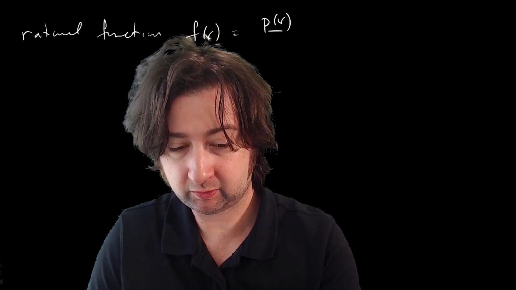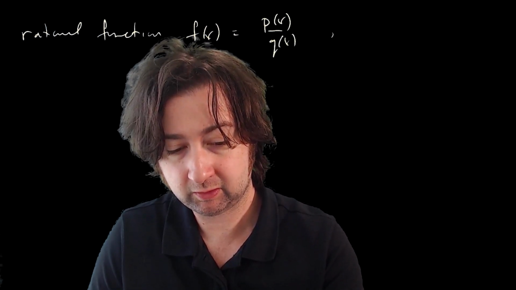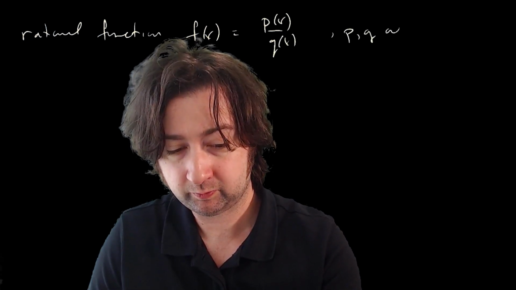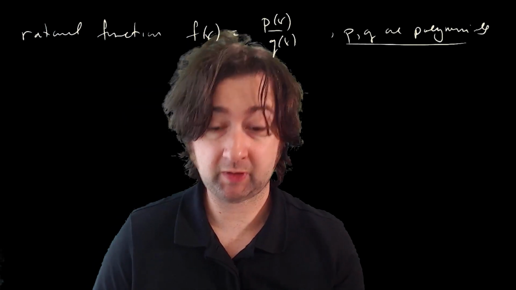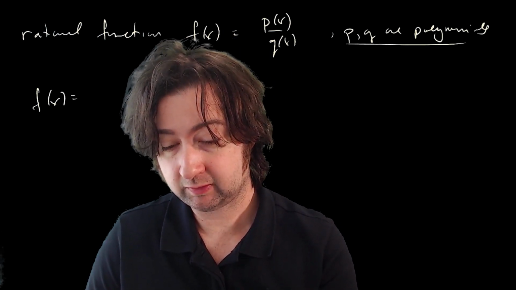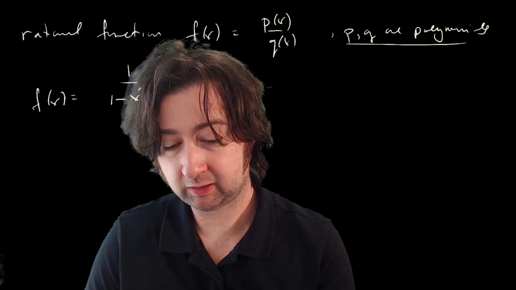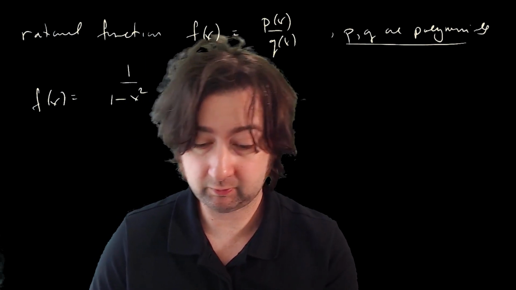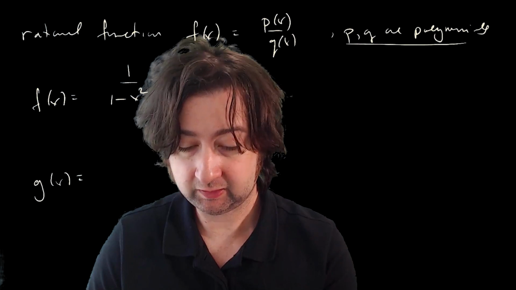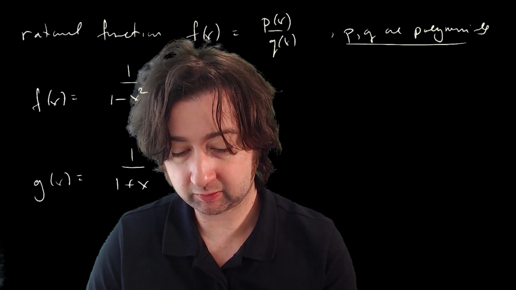So one of the core classes of functions in analysis broadly and in science is the rational functions. So a rational function, f of x, is a ratio, p of x over q of x, where p and q are polynomials. So for example, I might write down f of x is equal to 1 over 1 minus x squared. Or likewise, I could write down g of x is equal to 1 over 1 plus x squared.